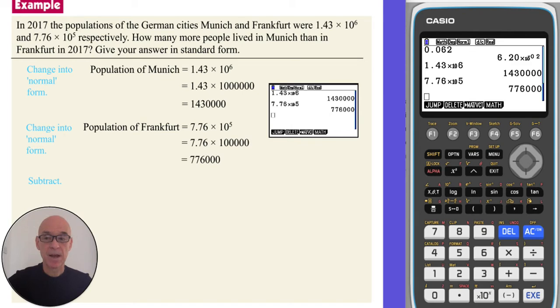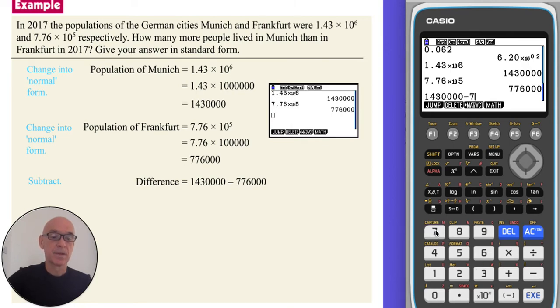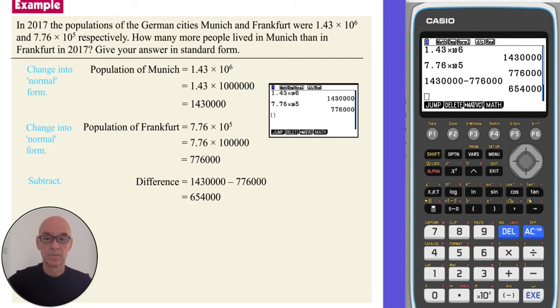Then if we subtract to find the difference in the populations, 1,430,000, take away 776,000. And then if we convert that number into standard form, we get 6.54 times 10 to the power of 5.